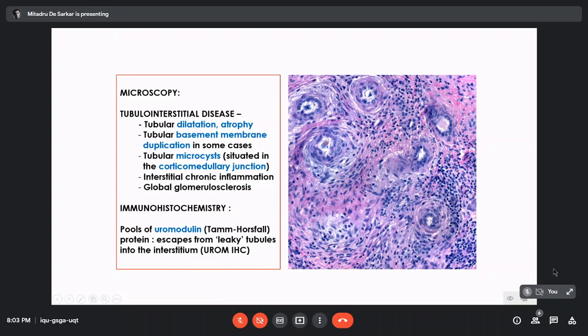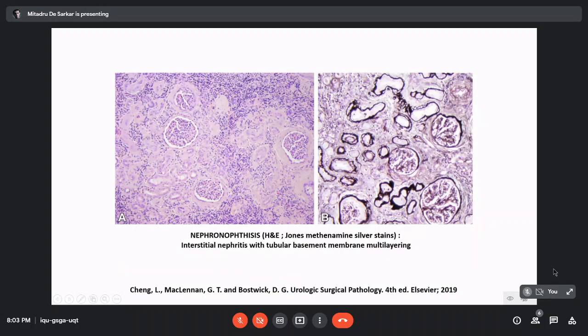Something happens to these particular tubules. They get distorted, they get damaged, and uromodulin, that is our famous Tamm-Horsfall protein, escapes into the interstitium, and now you have IHC that can pick up this particular protein. So this shows the picture that you get.